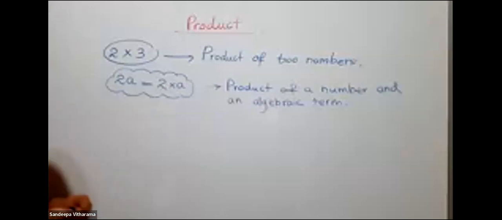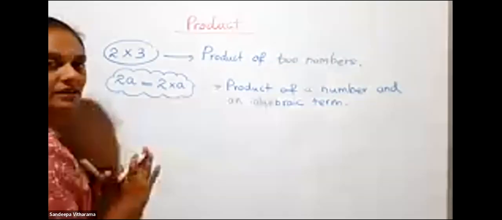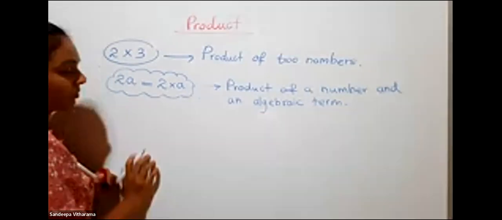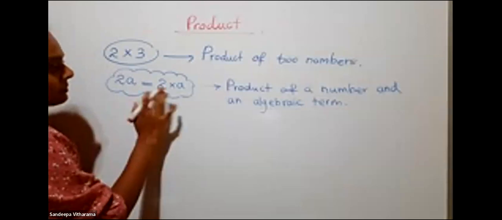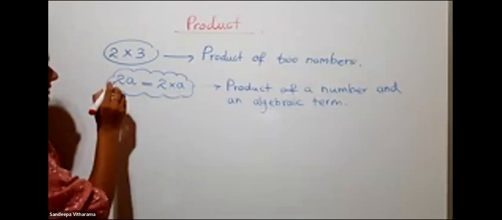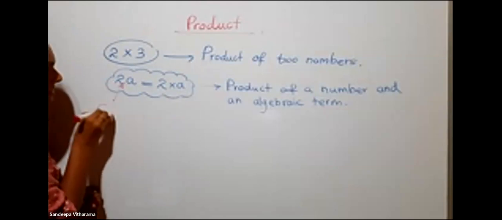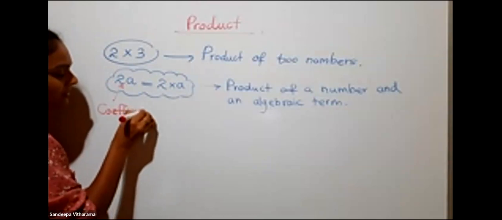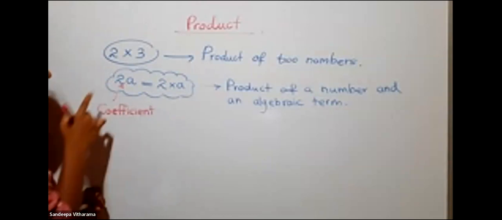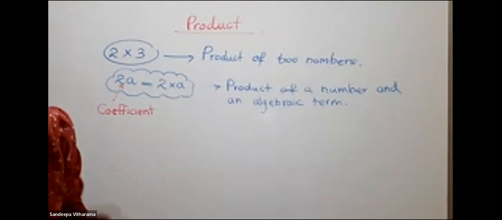Okay. Then this is also considered as an algebraic term, or this is also a product. This expresses the multiplication between a number and the algebraic term. Here the number is given a special name called coefficient. Okay, this number is given a particular special name called coefficient.